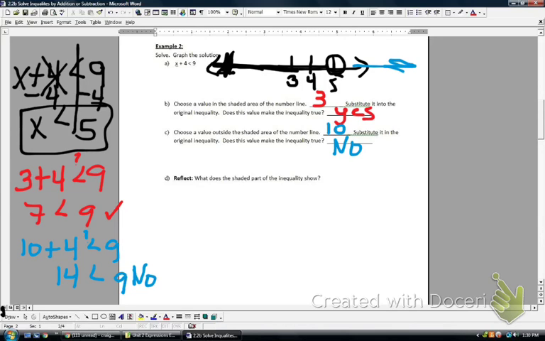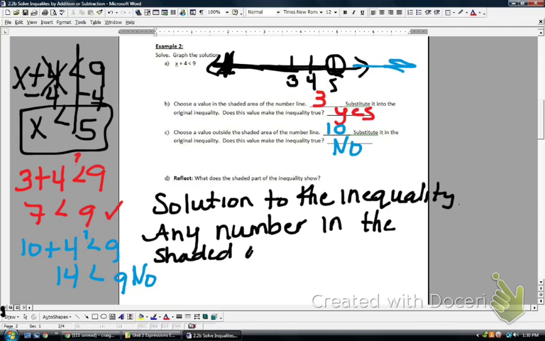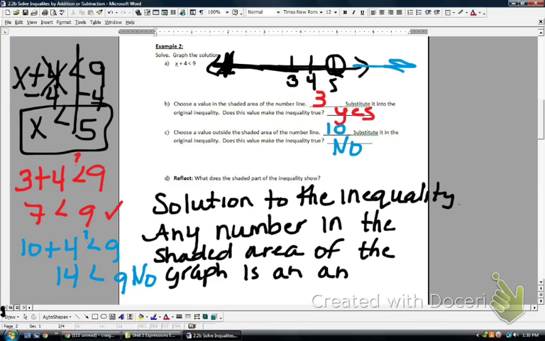The shaded part shows the solution. That's a math word. Solution to the inequality. And what that means is, when you talk about the solution, any number in the shaded area of the graph is an answer to the inequality or to the problem.